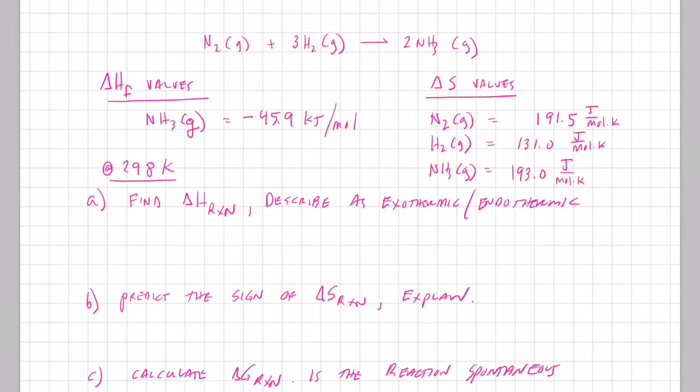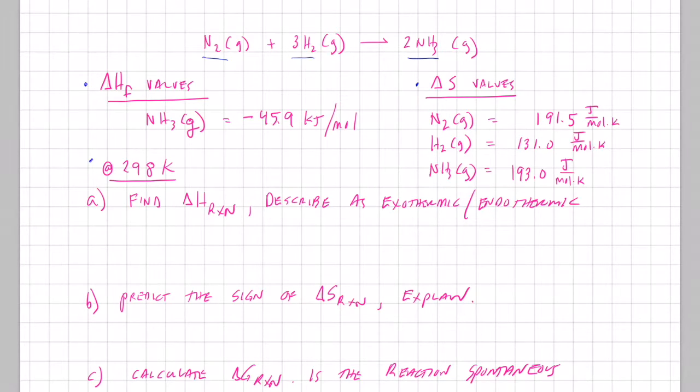Kiddos, welcome back. I think it's time to do a practice problem, sort of bring everything that we've been talking about in this chapter on thermodynamics together. So I've come up with a reaction for you. We have nitrogen gas reacting with hydrogen gas to form ammonia. I've given you some heat of formation values, and I've given you some entropy values for both the product and the reactants. We'll assume that this reaction occurs at 298 Kelvin.